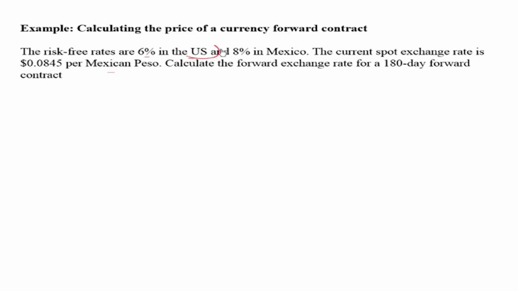Now, if there is US in the question, be a US citizen, bring everything in your direct quote. So our direct quote would be how many dollars per Mexican peso. Fortunately, in this question, it is given in the form of how many dollars per Mexican peso. So there is no adjustment that we need to do. Otherwise, we would have done 1 over whatever is the rate to convert it into a direct quote. Indirect quote and direct quote are just the reciprocals of each other.